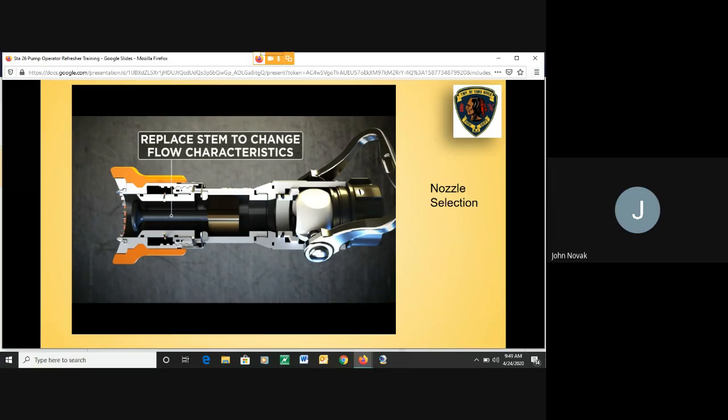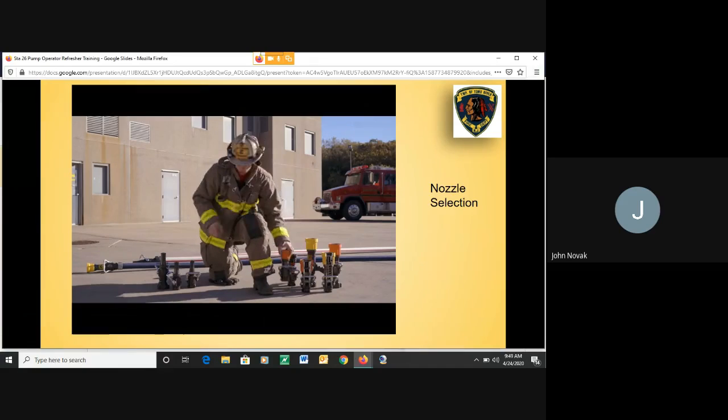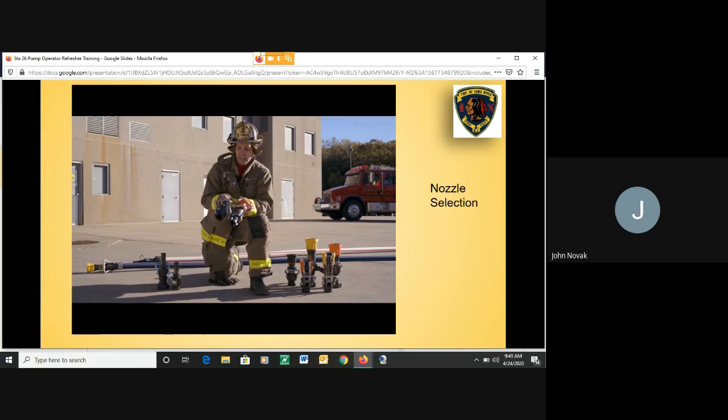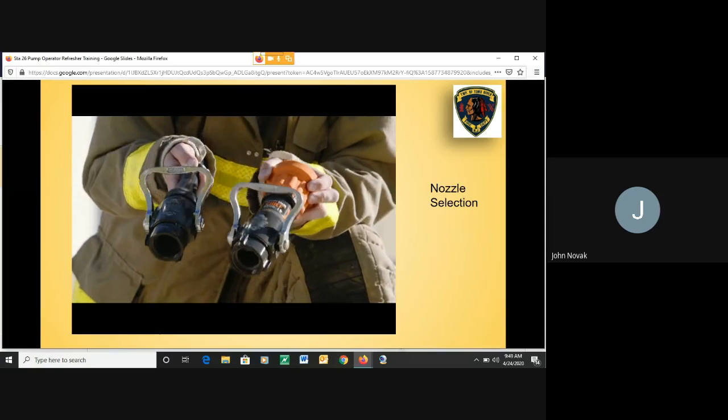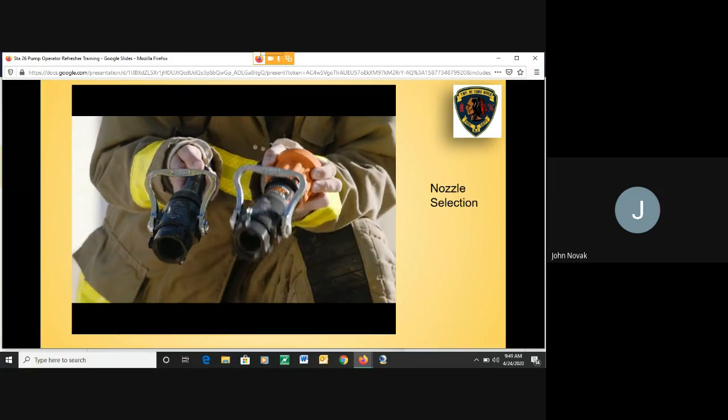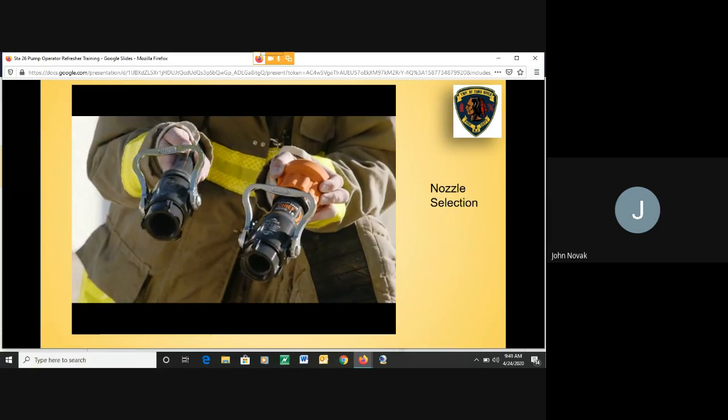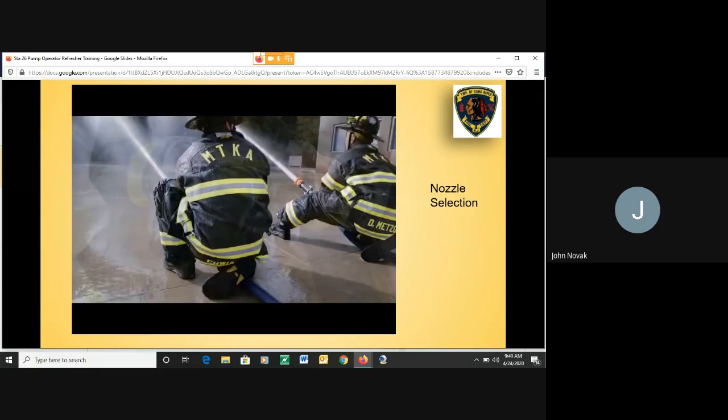changing out this stem. I look at a fixed or constant gallonage nozzle, when you talk about a 150 at 50 right here, as comparable to the mainstay of the fire service. I call this a traditional mainstay nozzle of the fire service. When I put this chief nozzle, the 150 at 50, next to the 7/8, this 150 at 50 gives you a variable stream.